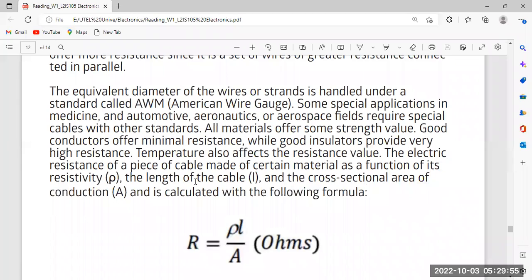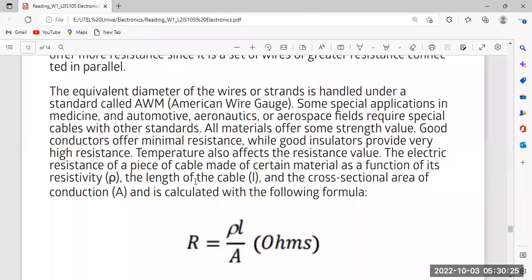Coming to the next thing, how important do we find these wires or the cords? It is totally dependent on the gauges. The equivalent diameter of the wires or strands is handled under a standard called AWG. Now this AWG stands for American Wire Gauge. This is a parameter to check how strong the cable is to survive the heavy current if it passes through it.